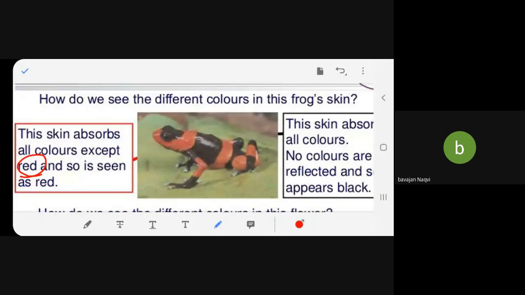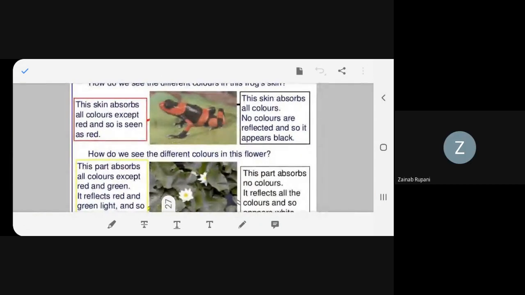When brown gets reflected, I see brown as a desk. You understand? This is how the thing happens. So skin is absorbing all colors except red, which is getting reflected. So I can see a red frog. Is it clear? Okay.